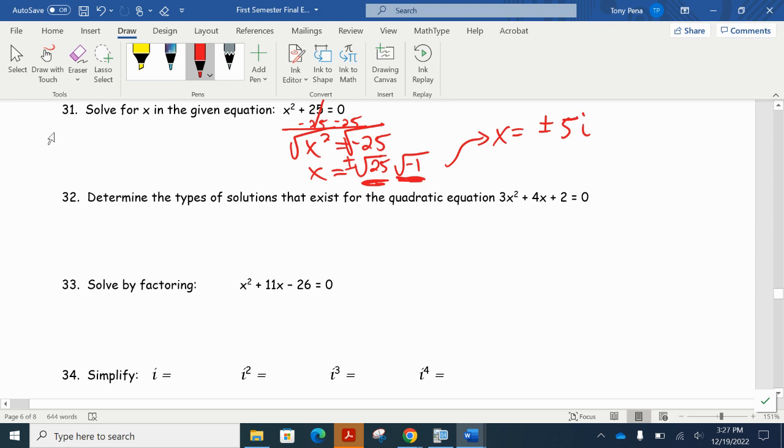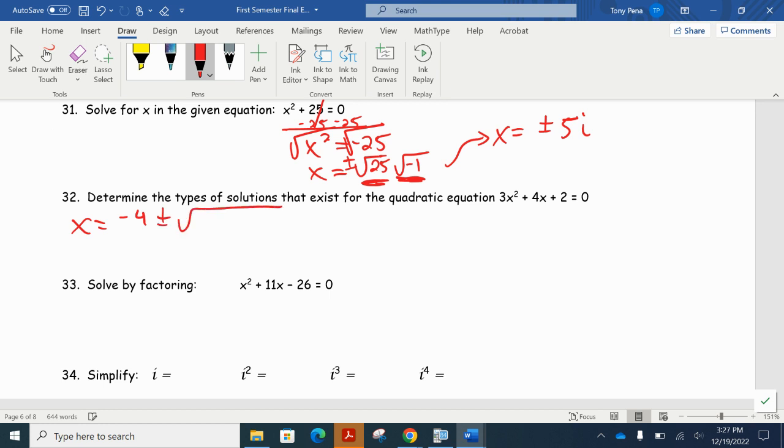Okay, 32 again. Types of solutions. Go quadratic formula. We're really just looking to see what we get underneath here. All right, is it a nice number, ugly number? Is it going to give us a negative radical where we're going to get imaginary solutions? All right, so we'll plug that in. B squared is a 4 squared minus 4 times 3 times 2. That's our A, B, and then C, and then all divided by twice A.